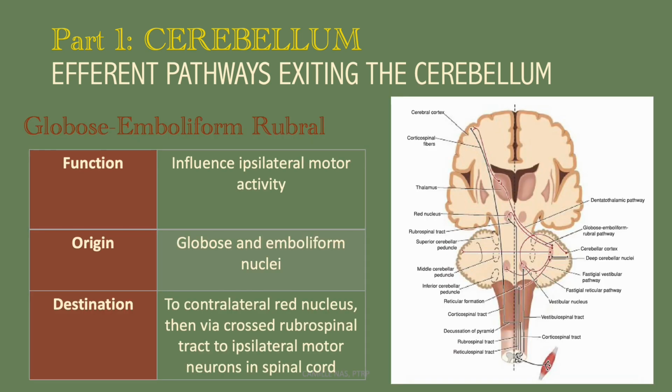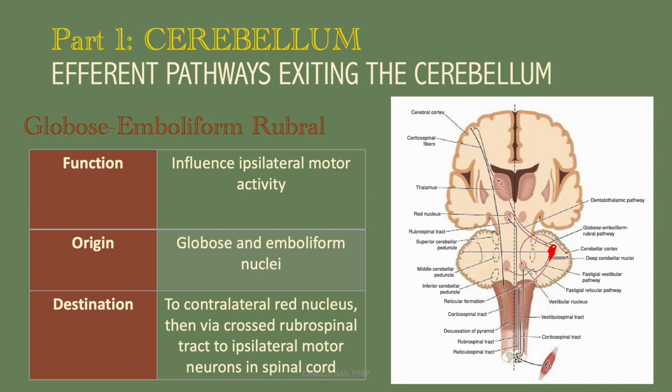Now, let's talk about your globus emboliform rubral. This one influences ipsilateral motor activity. In general, your cerebellum has an effect in controlling ipsilateral motor activity, and one pathway responsible for that would be this one. Your globus emboliform rubral, it's already in the name. It comes from your globus and emboliform nuclei, which is found here. Now, I want you to remember this because this will cross to the other side.